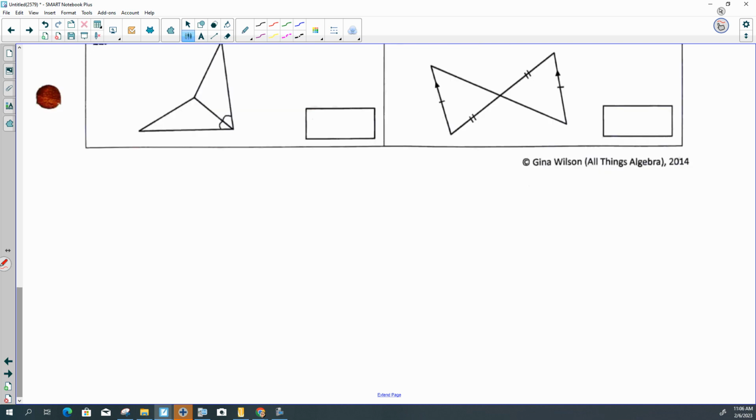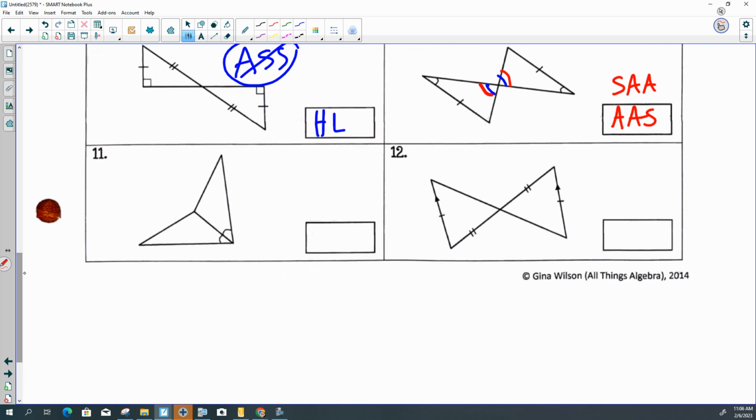Okay, I'll just help you out a little bit. We don't have enough information on 11. They're not right triangles. We only have one angle and one side, so you can't prove congruence yet. We would have to figure out something else.